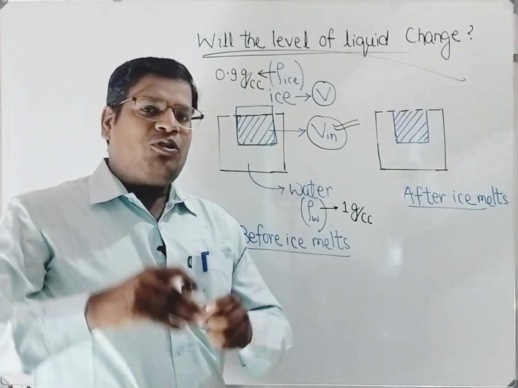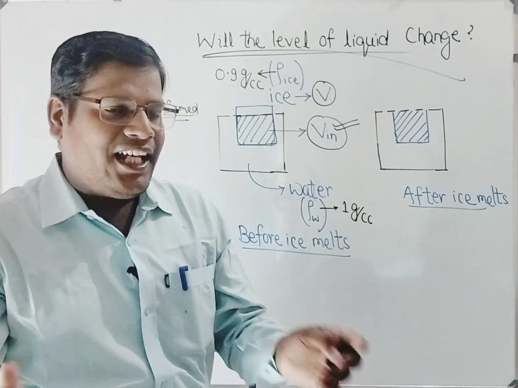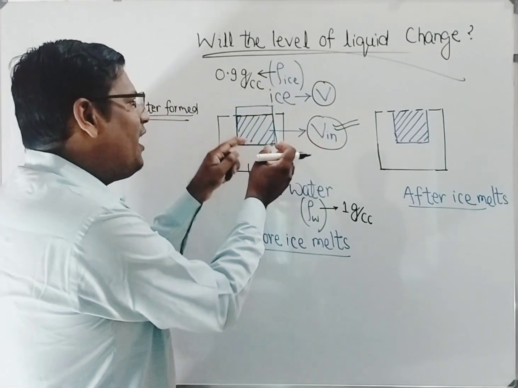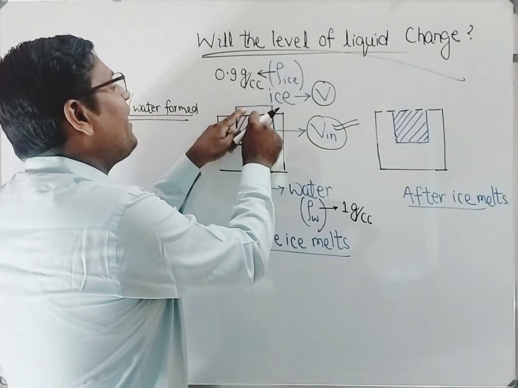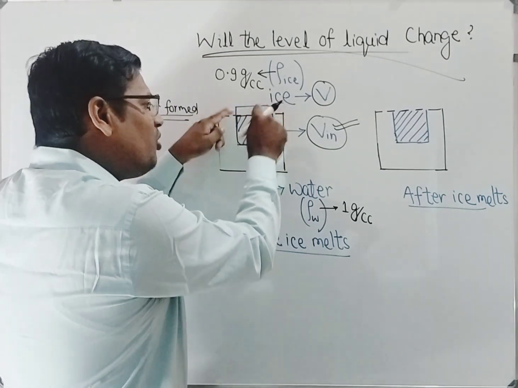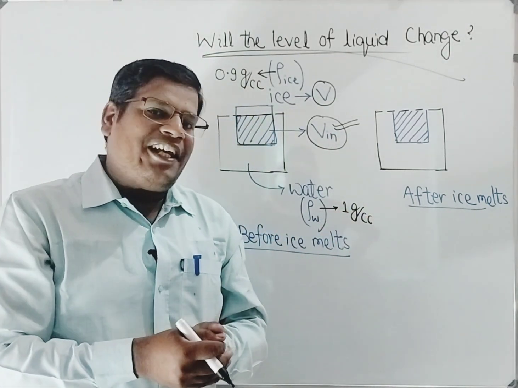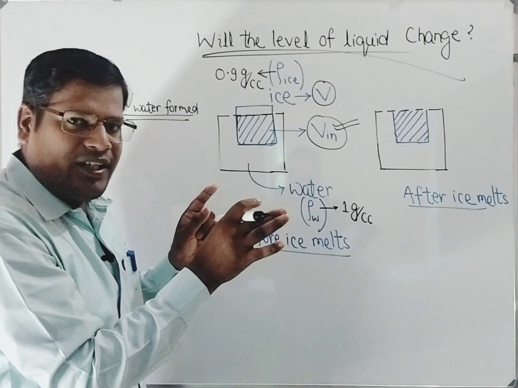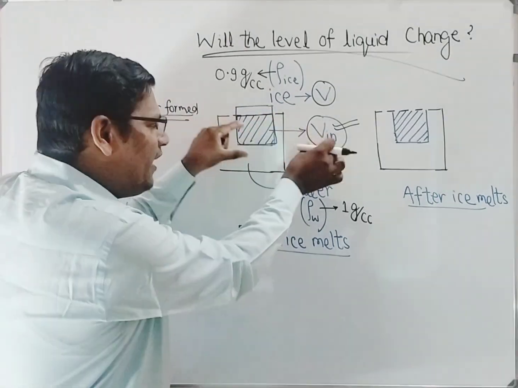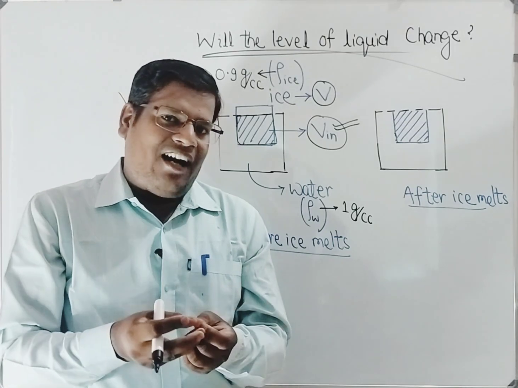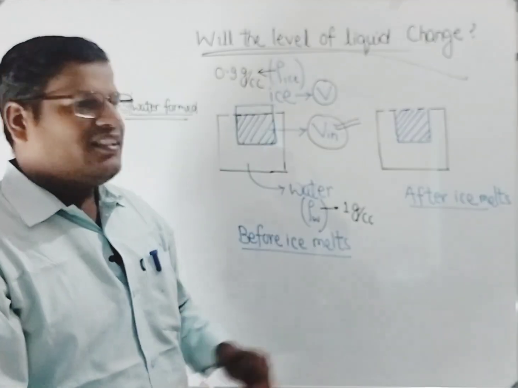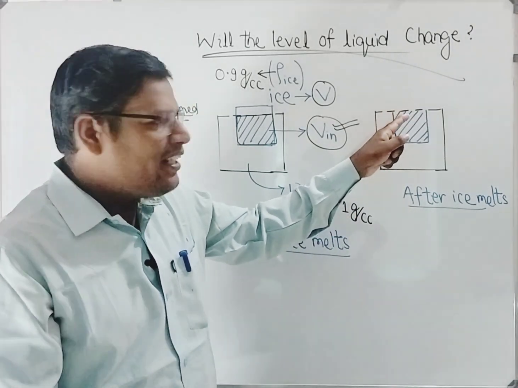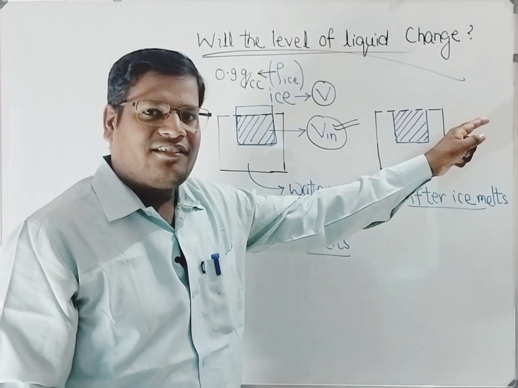Now, if the amount of water formed after the ice melts is greater than this volume, then of course that water will occupy that much volume, as well as try to take some other space above it. In that case the liquid has to overflow. But if the volume of the water formed is exactly equal to this V in, then the water formed will just take up that much space. In that case, there is no more water remaining to overflow, right?